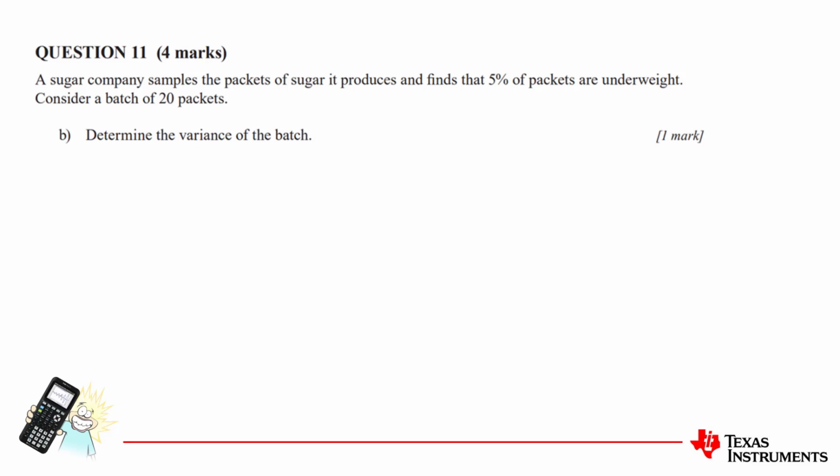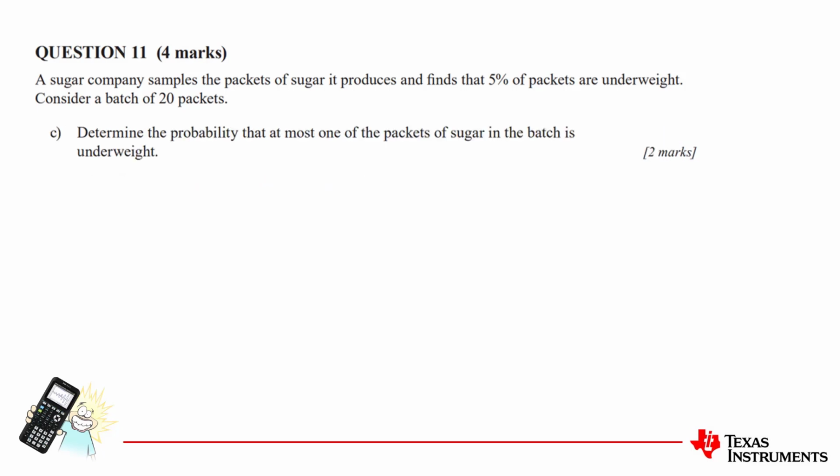The next part asks us to determine the variance of the batch. Again, it's a 1 mark, straight calculation question. For variance, we multiply the number in the sample by the probability that it is underweight, multiplied by the probability that it's not underweight, so we're multiplying by 0.95 as well. Here we've got 20 times 0.05 times (1 minus 0.05), and overall our variance would then be 0.95.